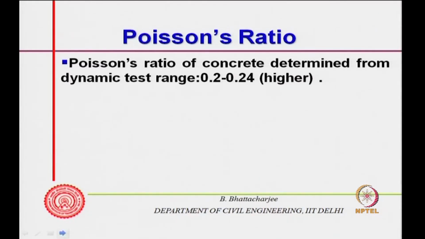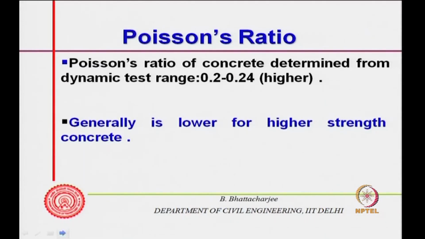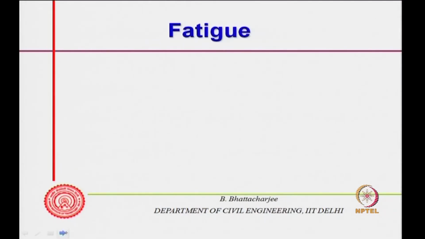Generally, the dynamic modulus gives you a higher value of Poisson's ratio, usually 0.2 to 0.24. And the higher the strength of concrete, the lower the Poisson's ratio. So, that is related to Poisson's ratio.